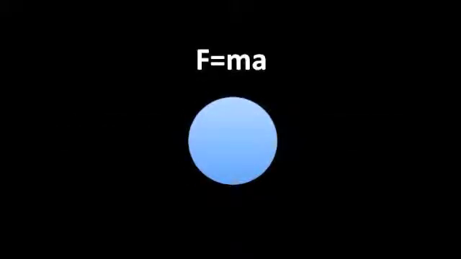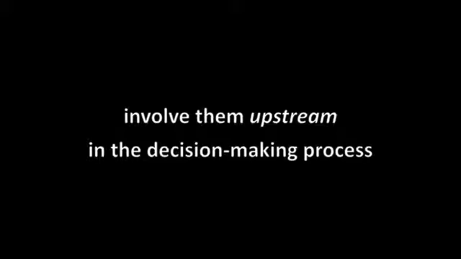In order to get your organization to do something, you have to reduce the resistance first. In other words, you have to gather the mass. Then you can hit it with a force and produce acceleration. To move your strategy forward and fast, the general rule of thumb is identify who will be impacted by a decision downstream and involve them upstream in the decision-making process.